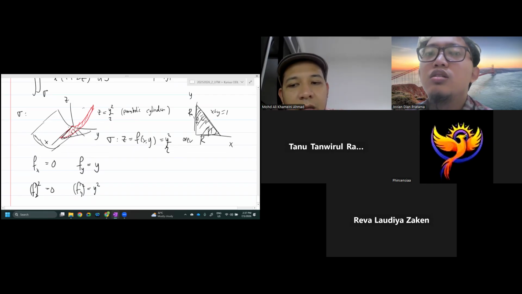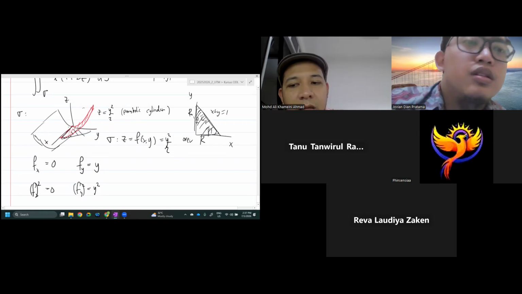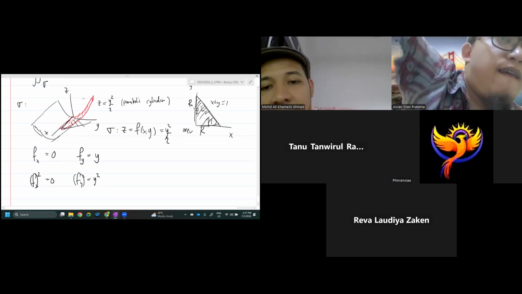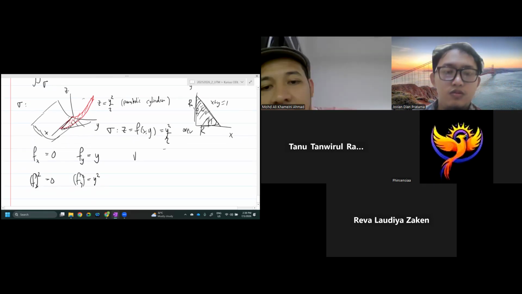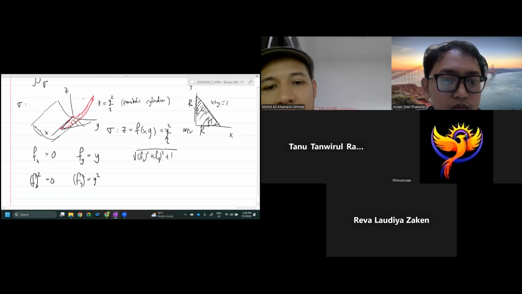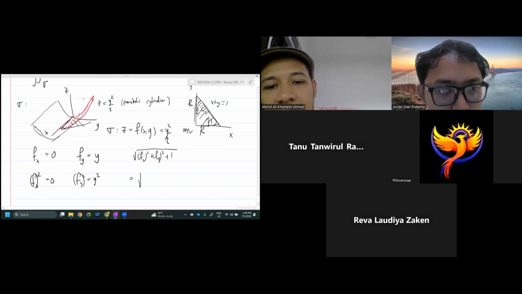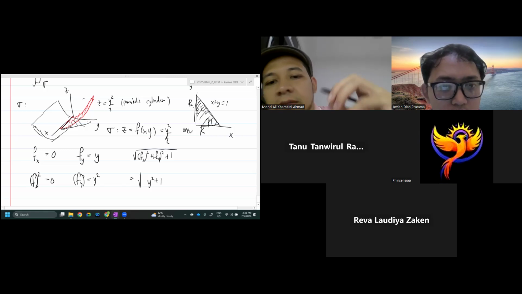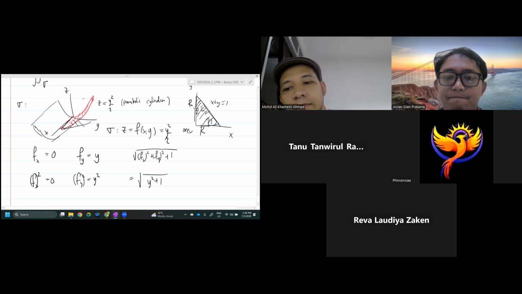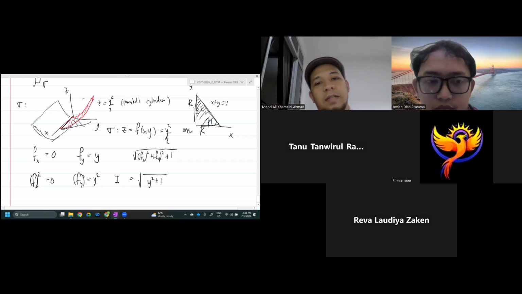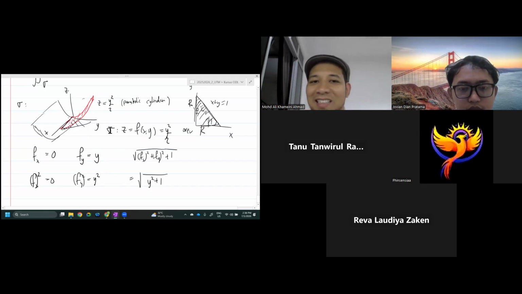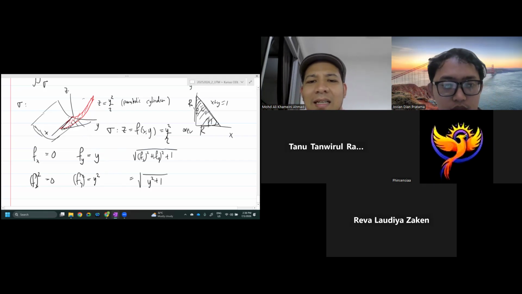Then you can find the square root of f sub x squared plus f sub y squared plus 1. So you will get 0 plus y squared plus 1, square root of y squared plus 1. Hope you can follow this calculation.